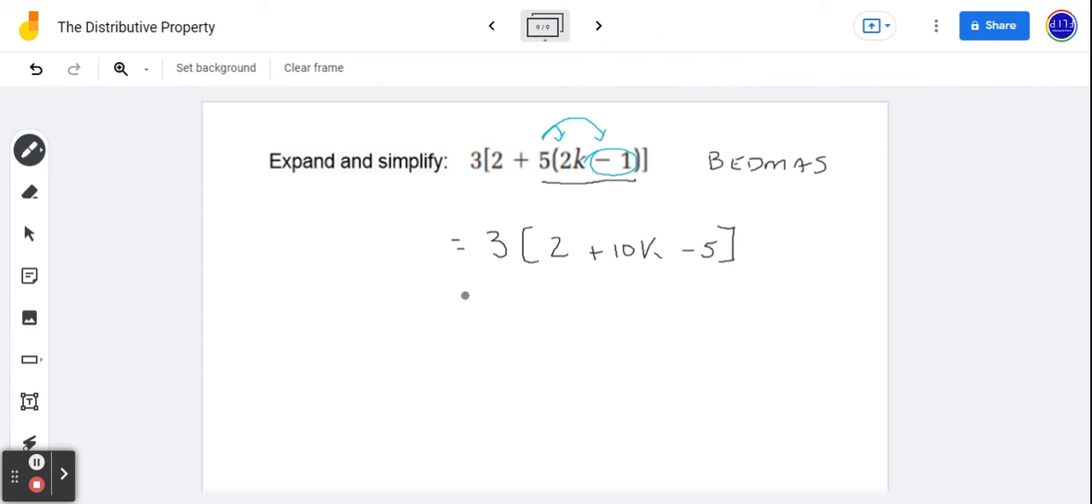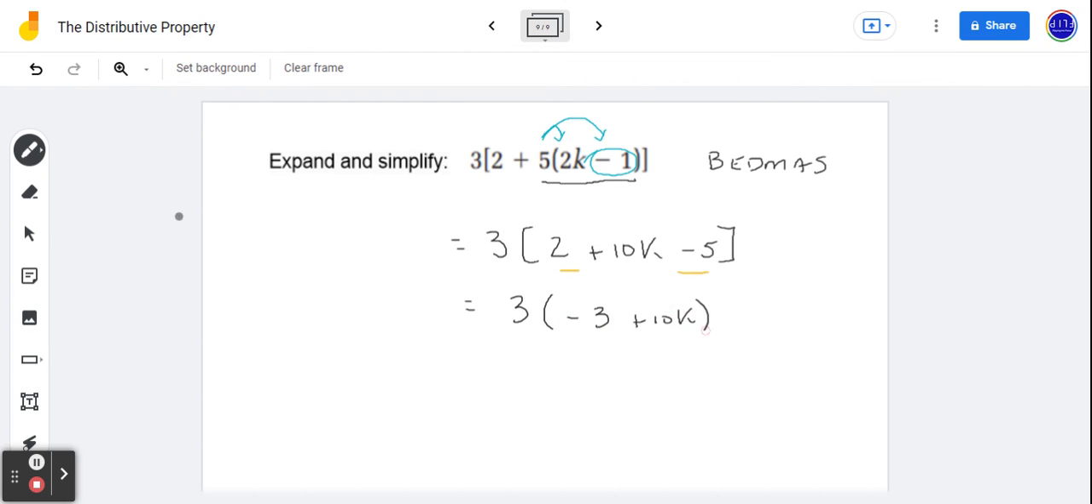Now, if you look at what we have inside the brackets, we have our like terms. In fact, just the constants. So we have 2 and negative 5. So we could rearrange those, or we can just go for it. And what we'll end up having, I'm just going to switch to some round brackets now. I don't see the need to keep the square braces. So 2 minus 5, that's negative 3, plus the 10k.